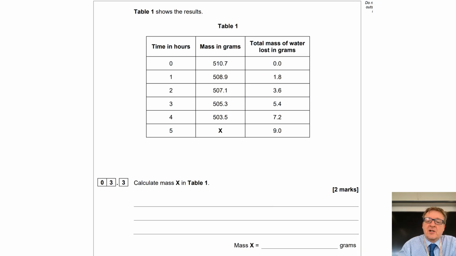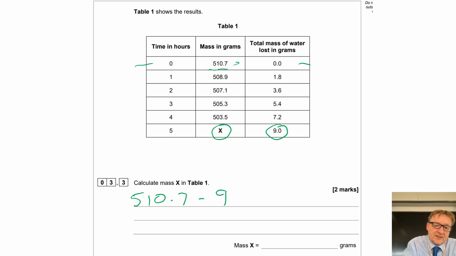Okay, so they're the results. At time 0, 510.7, mass lost is there. 5.3 is then calculate mass X in the table. So calculate mass X. If I start at 510 and I've lost 9, then my sum will be 510.7, take away 9 equals 501.7 grams. And make sure you write it in your little line here, 501.7 grams.